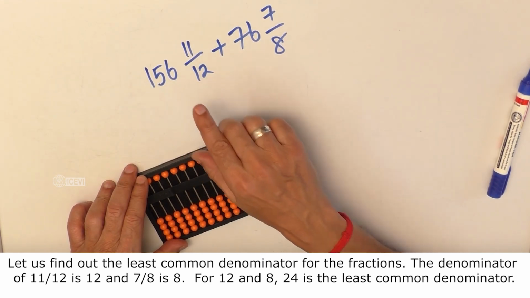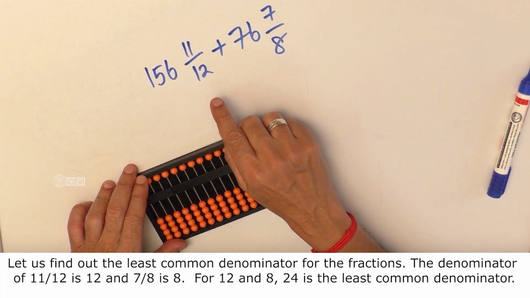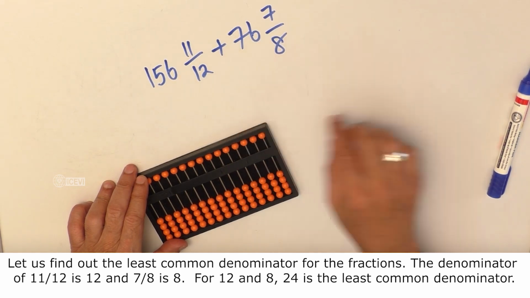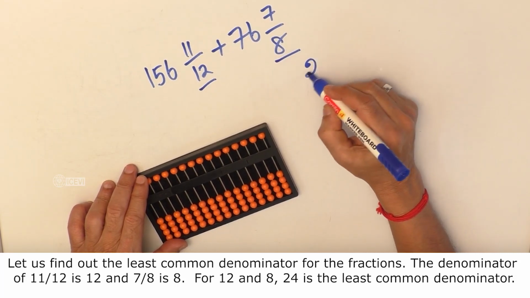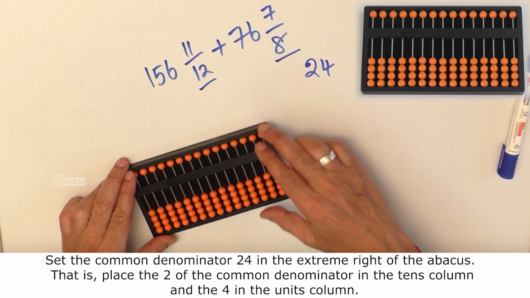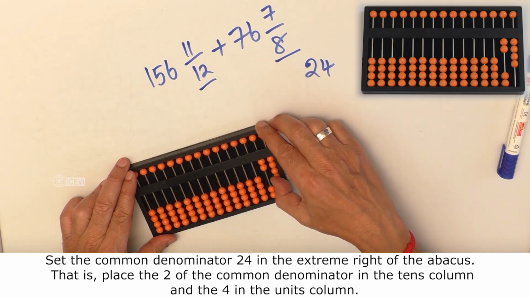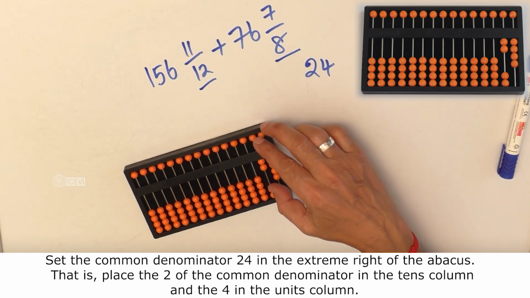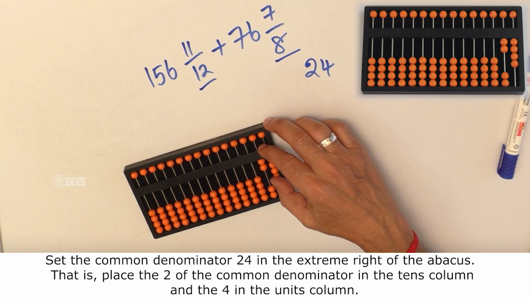Let us find out the least common denominator for the fractions. The denominator of 11 by 12 is 12 and of 7 by 8 is 8. For 12 and 8, 24 is the least common denominator. Set the common denominator 24 in the extreme right of the abacus. That is, place the 2 of the common denominator in the tens column and 4 in the units column.